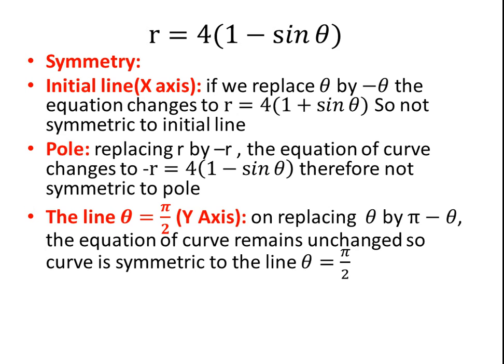Check the symmetry about the line θ = π/2. There are two ways. One is to replace r by -r and θ by -θ simultaneously. If the equation remains unchanged, then the curve is symmetric to the line θ = π/2. The other way is to replace θ by π - θ. If the equation of the curve remains unchanged, then the curve is symmetric to the line θ = π/2. In this case, if I replace θ by π - θ, I have sin(π - θ), which is again sin θ. Therefore, the equation of the curve remains the same, and that's why the curve is symmetric to the line θ = π/2.